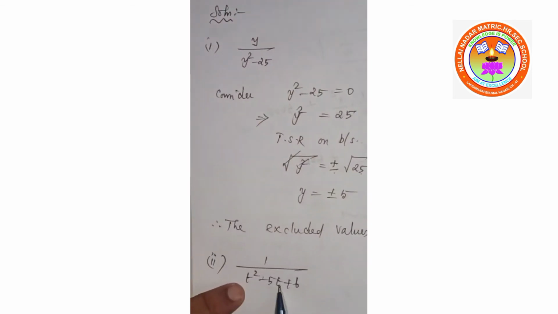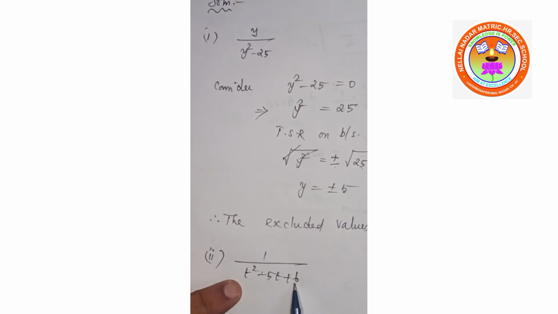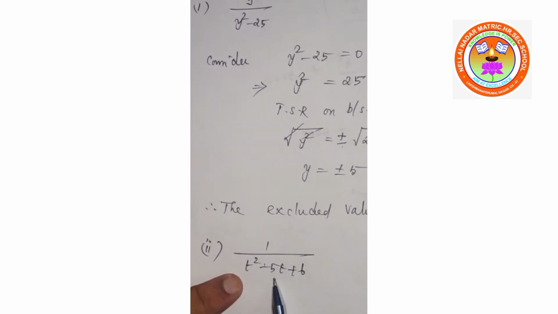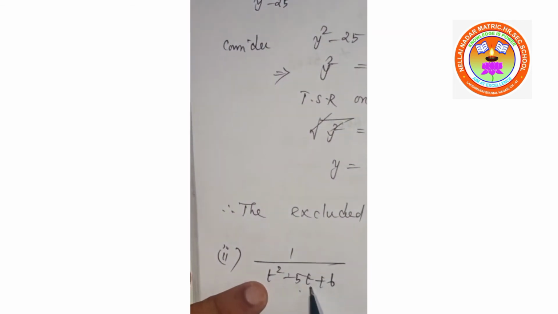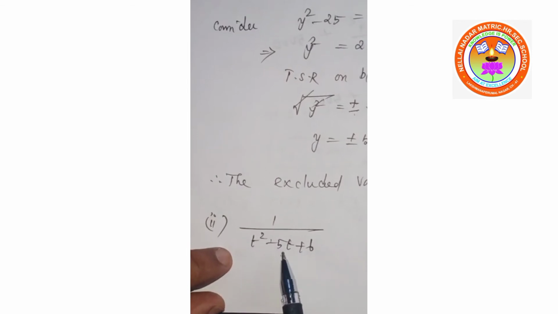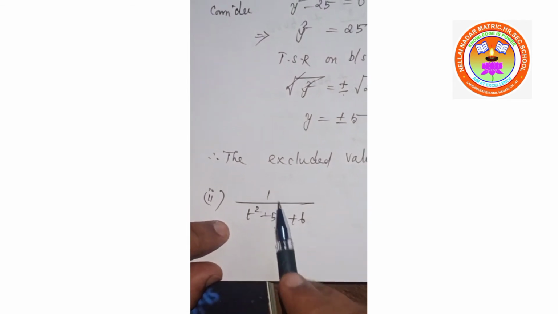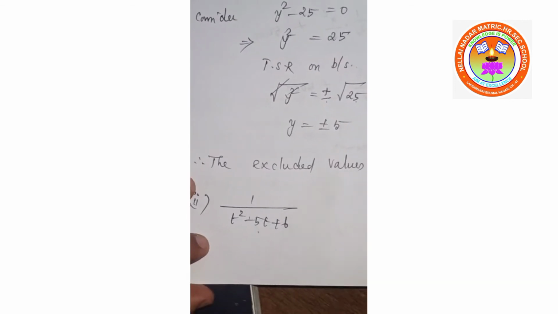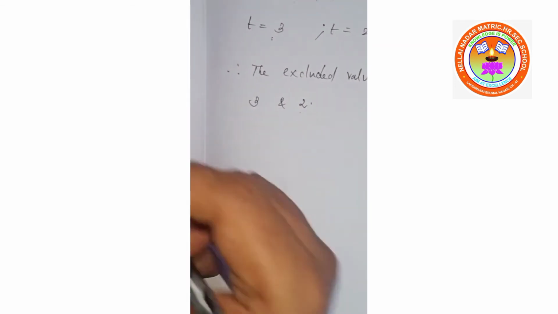If we replace t by 3 over here, 3 square is 9, 5 3s are 15, 9 minus 15 minus 6 plus 6, that is equal to 0, 1 by 0 is undefined. Even if we replace t by 2, 2 squared is 4, 5 2s are 10, 4 minus 10, that is equal to minus 6 plus 6, that is equal to 0. Once again, 1 by 0 is undefined. So these are the excluded values for the second expression.